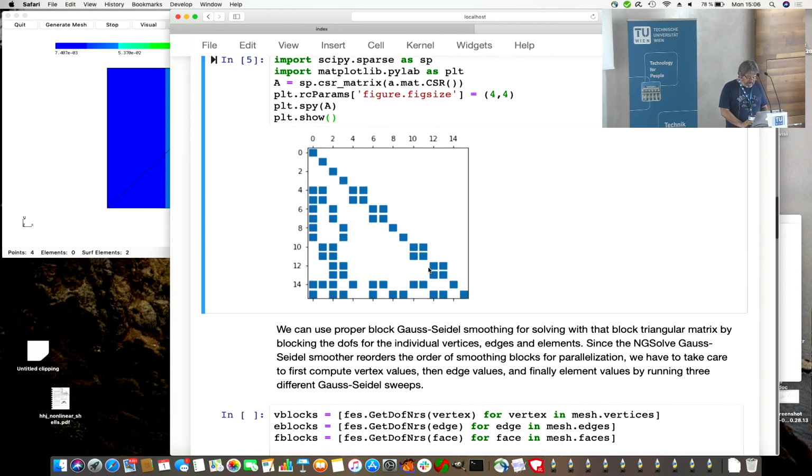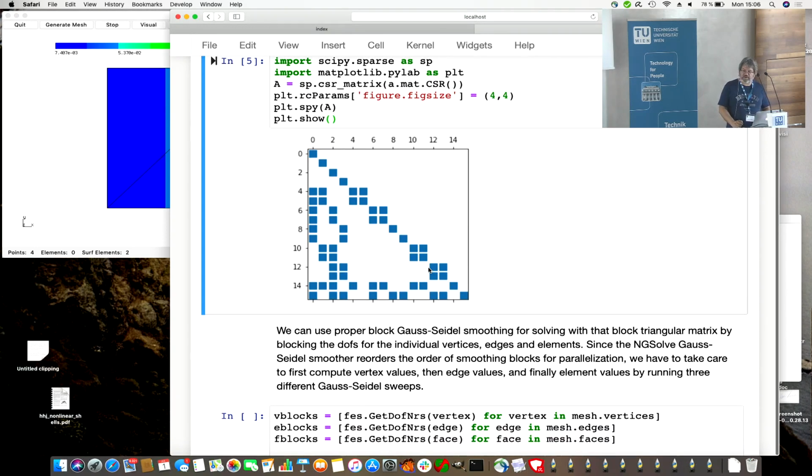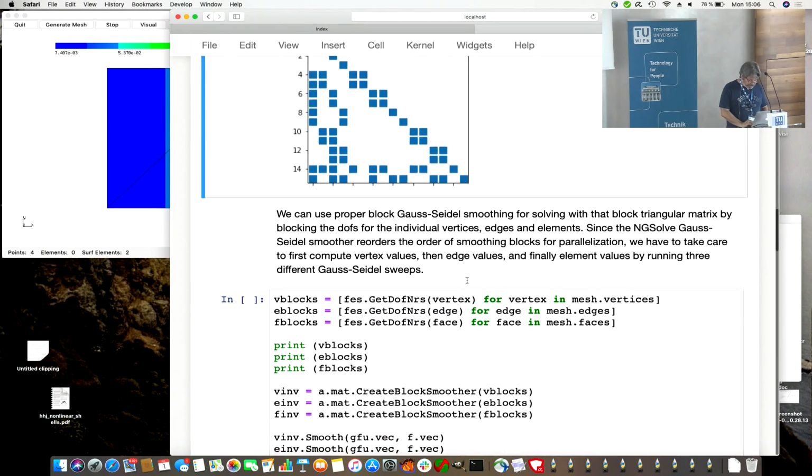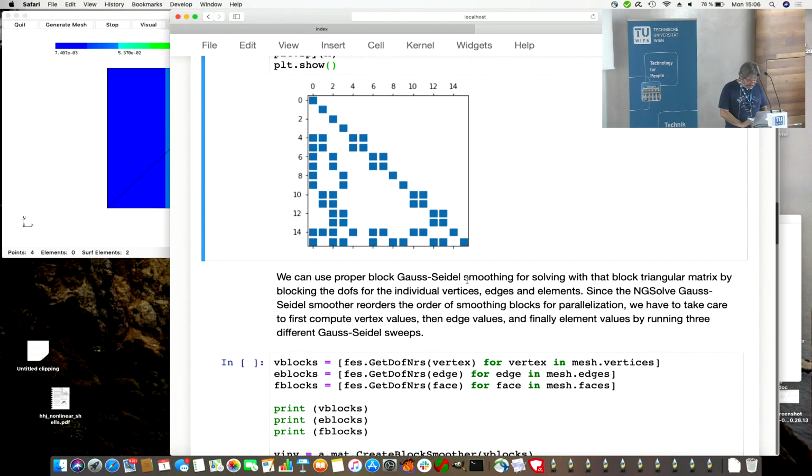But we can solve very efficiently with this matrix by applying a proper Gauss-Seidel smoothing. If we sweep over the matrix, block by block, we have a direct solver just by Gauss-Seidel smoothing. This we're setting up next.